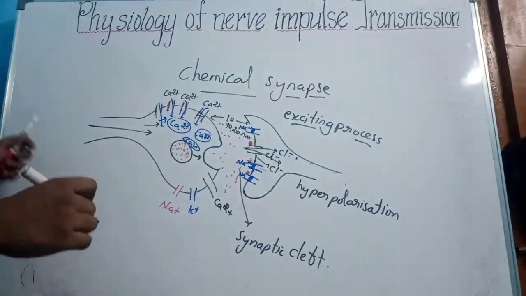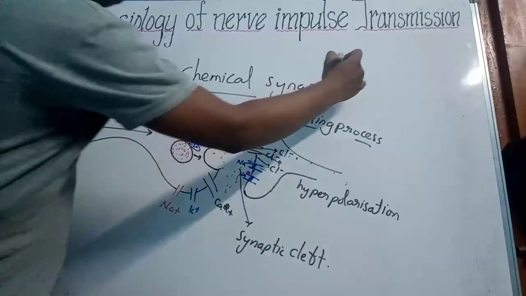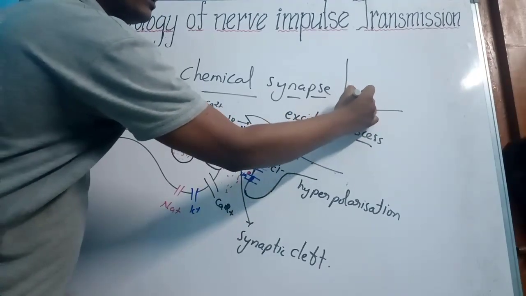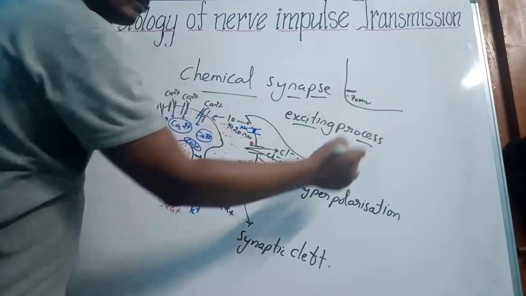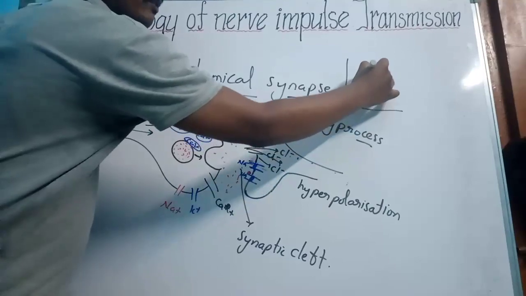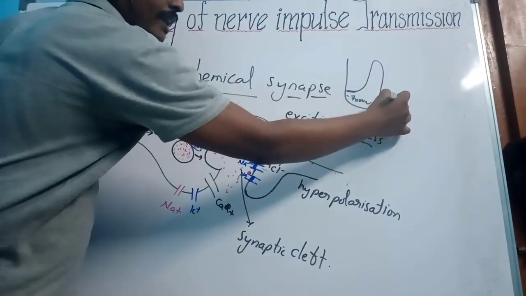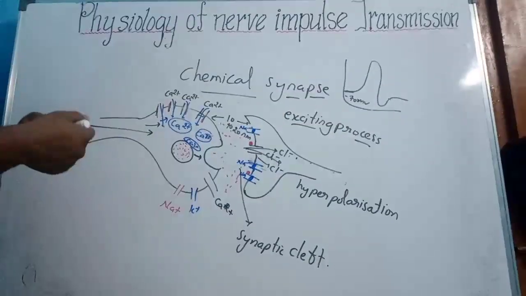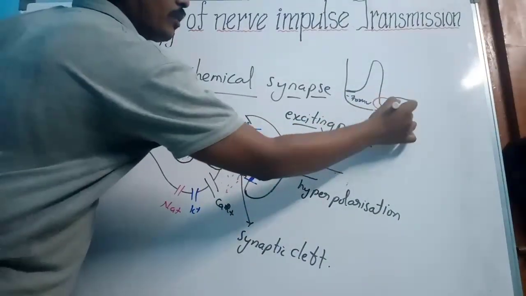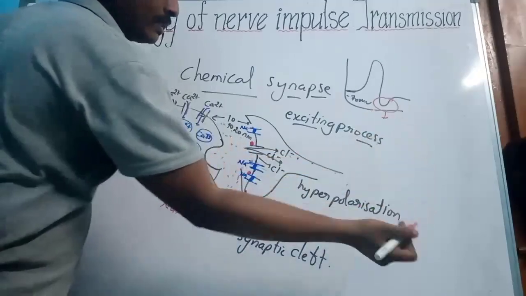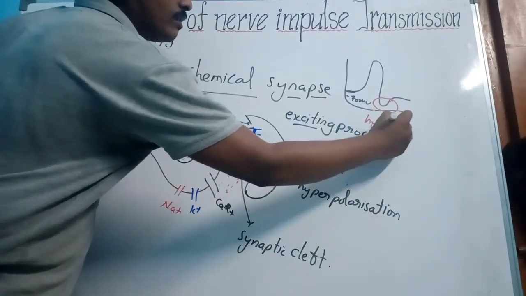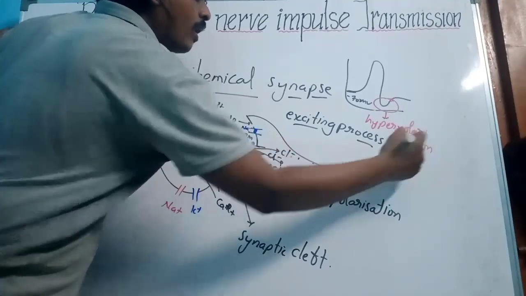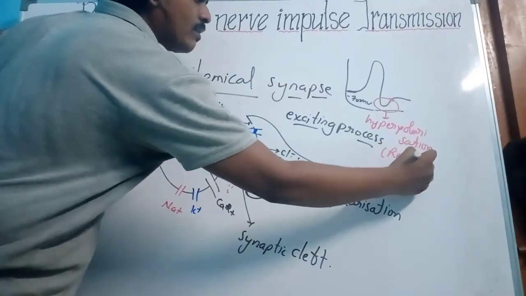Do you remember the graph? Remember the graph I will draw here. So this is the minus 70 millivolts where we have the polarization. Then we got the depolarization. Then we have this phase where we got the nerve in resting period. So this phase, what do you call it? This is called the hyperpolarization, or we can call it the refractory period.